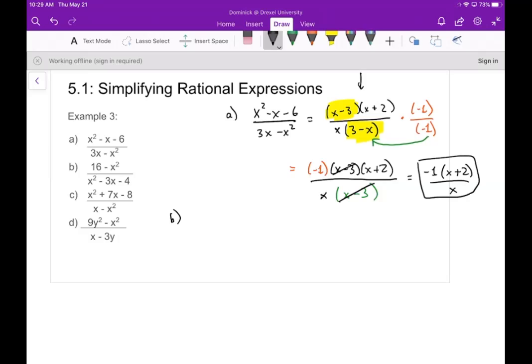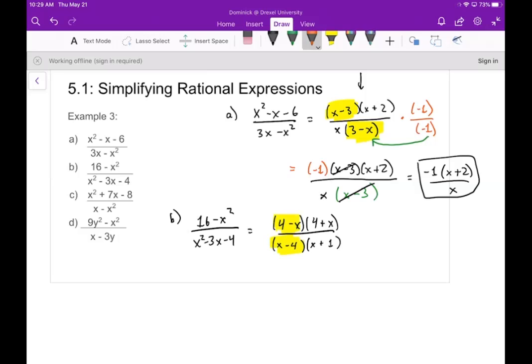Okay, let's look at part B. So in part B, we have a 16 minus x squared over an x squared minus 3x minus 4. So the top is the difference of two squares, so that's 4 minus x, 4 plus x. And in the bottom, two numbers that multiply to a negative 4 and add to a negative 3. It looks like negative 4 and positive 1 will do that. All right, so again, we're in the situation where these two things are close, but they're off by a negative.